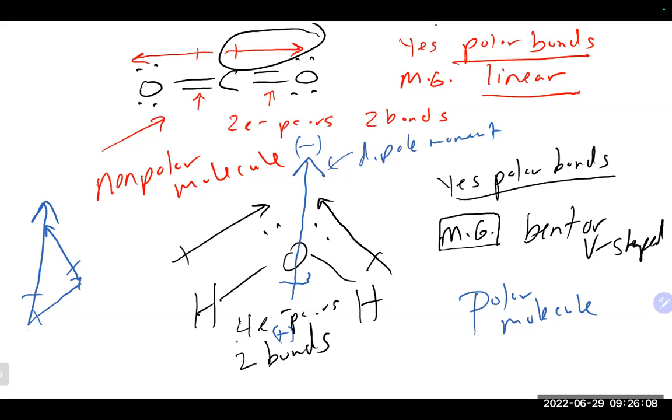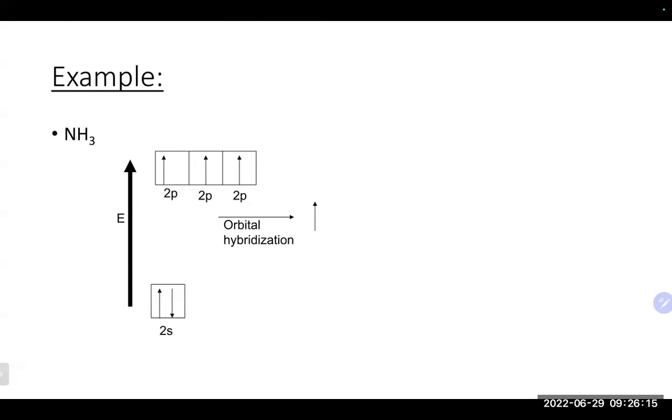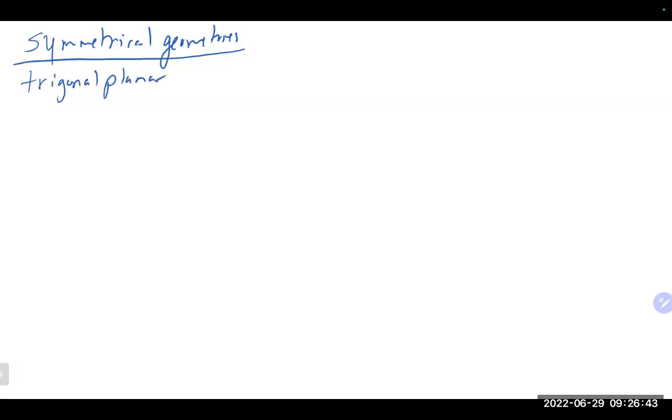Frankly speaking, nobody wants to draw vectors and figure those things out. So a lot of times there's a very easy way you could do it, which is sometimes referred to as symmetrical geometries and unsymmetrical geometries. Symmetrical geometries are things like, and these are molecular geometries we're talking about here, your trigonal planar, your tetrahedral, your trigonal bipyramidal, your octahedral.